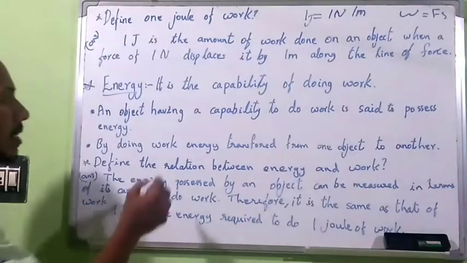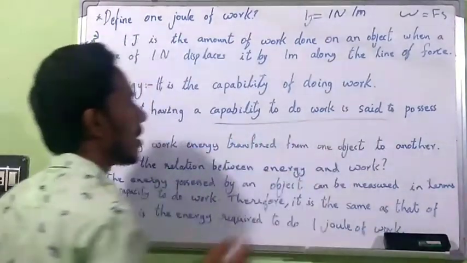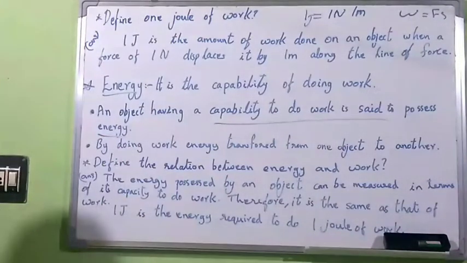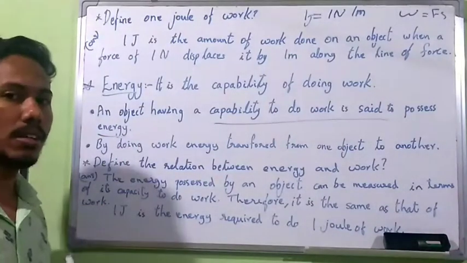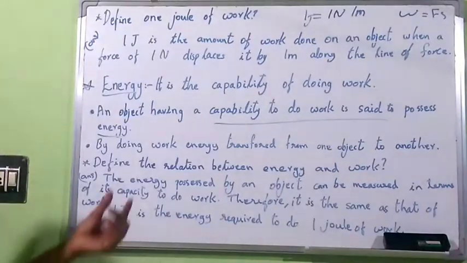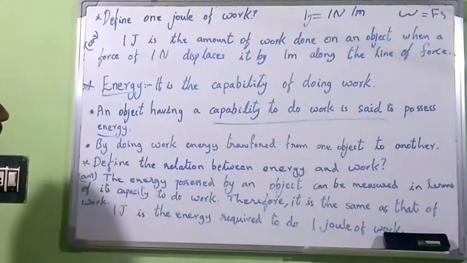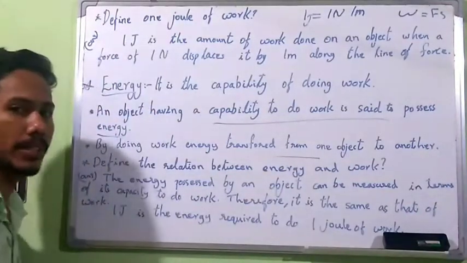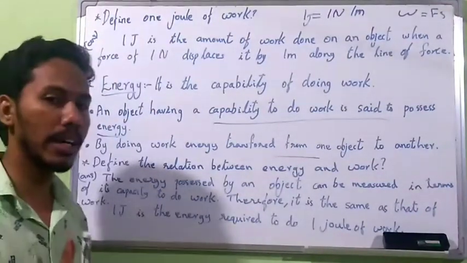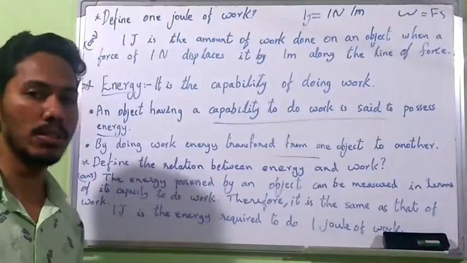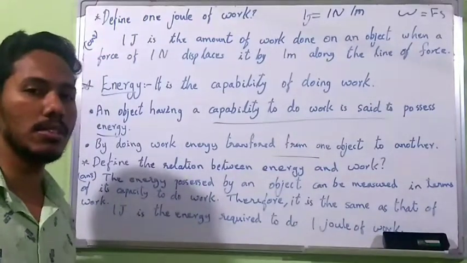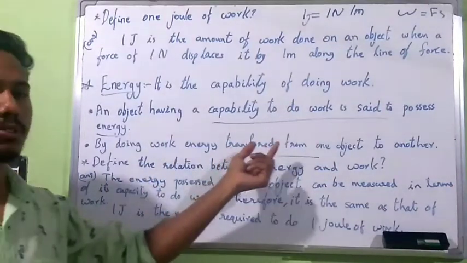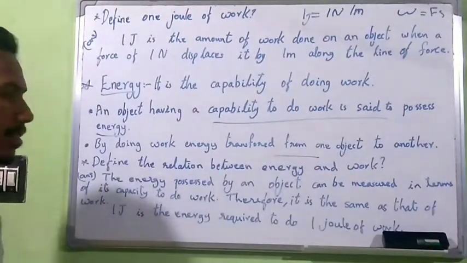An object having capability to do work is said to possess energy. Any object that is able to move an object is said to possess energy. By doing work, energy is transferred from one object to another object. Energy is transferred from my hand to this board, this duster. So when we do work, energy is transferred from one object to another.